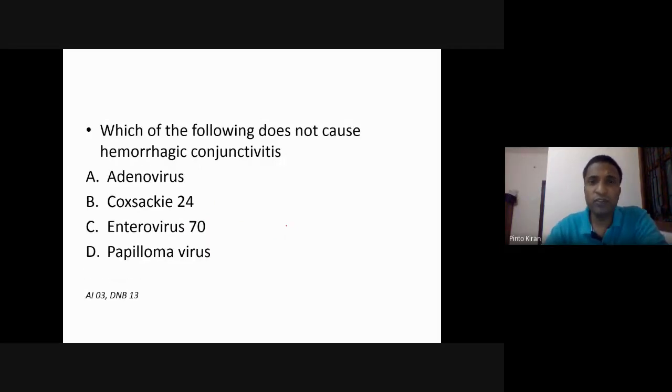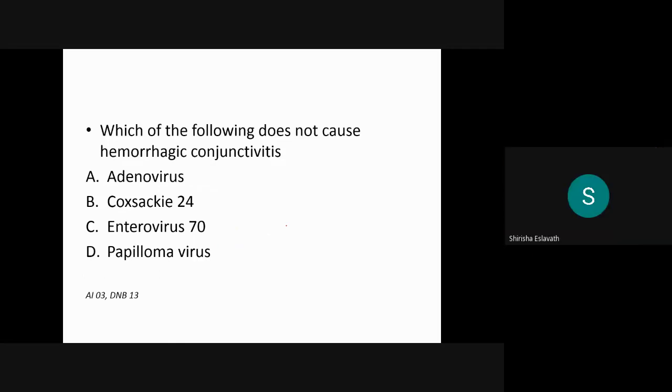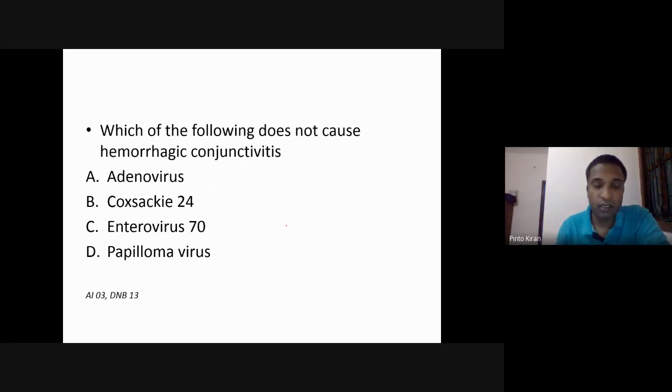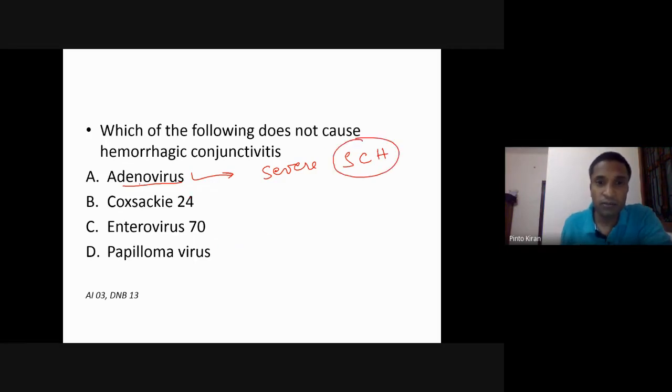Remember, which of the following does not cause hemorrhagic conjunctivitis? Who will answer this question? This is a little bit tricky. Why is it papilloma? Why not adenovirus? Yes, I told you, right? Adenoviral will have a very severe infection where you can have a subconjunctival hemorrhage. So this is definitely an option. This is also an option. Papilloma virus. But what does papilloma virus cause?